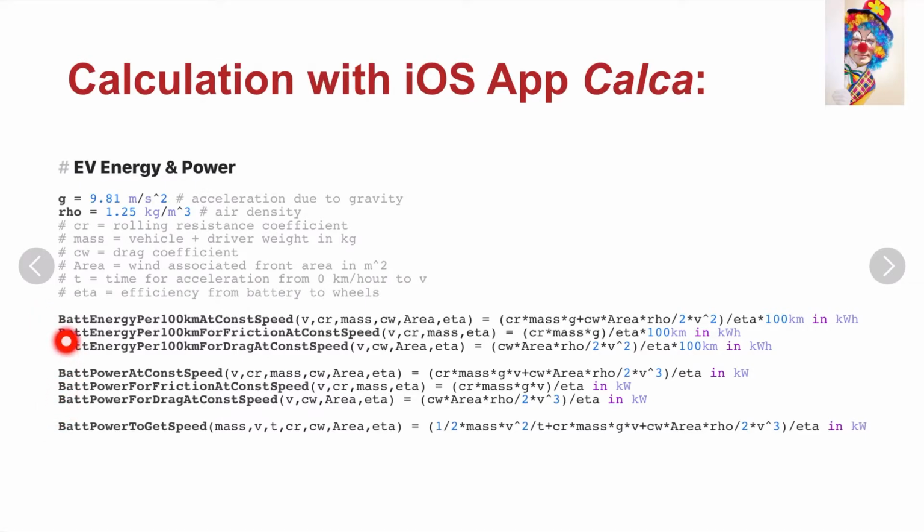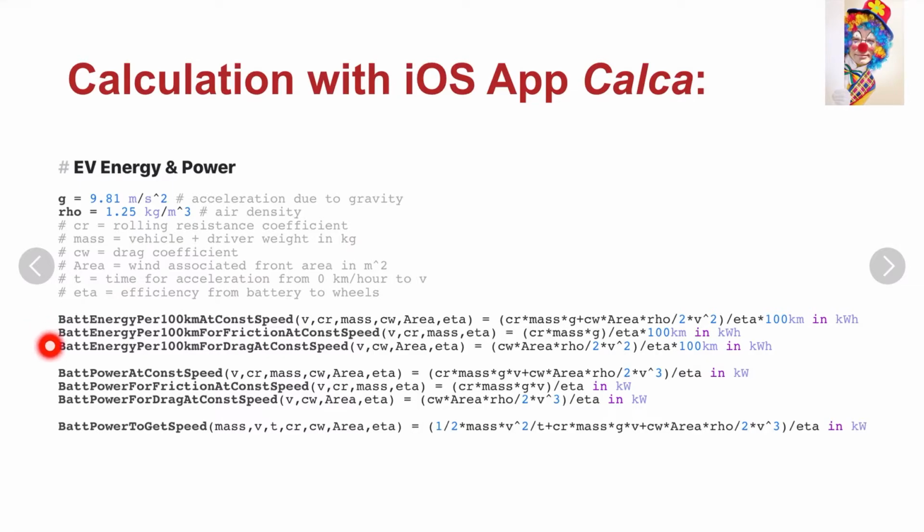So the first bunch is concerning consumption, so battery energy per 100 kilometer at constant speed. We have the input parameters V, the speed, rolling resistance coefficients, mass, drag coefficient, area, and eta. This is the same equation as you see in the previous slide. I've added the efficiency factor eta, and here I multiplied with 100 kilometer because I want to have afterwards the consumption per 100 kilometer.